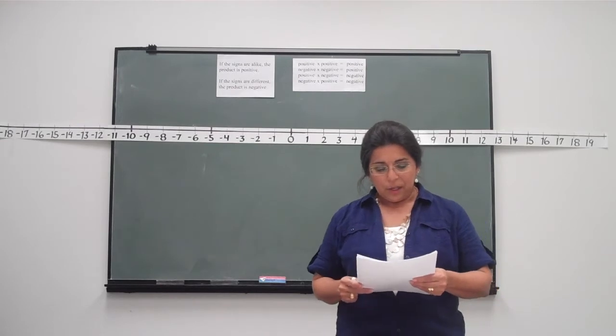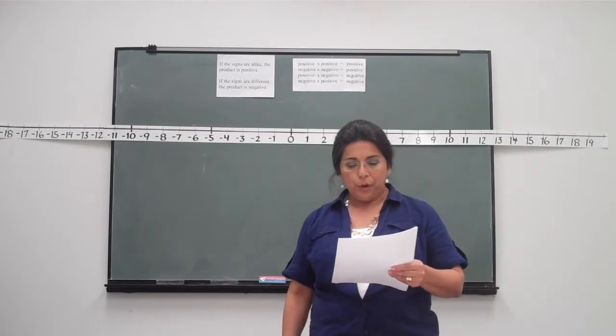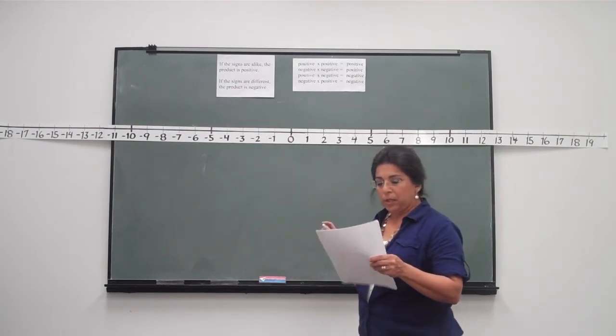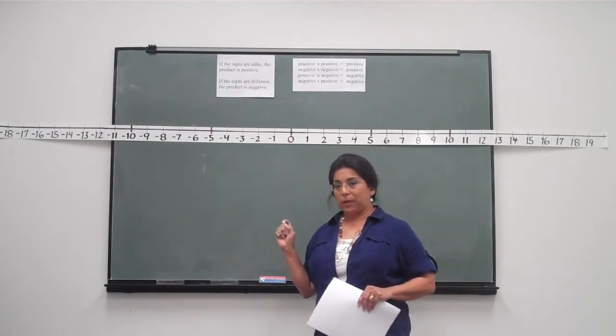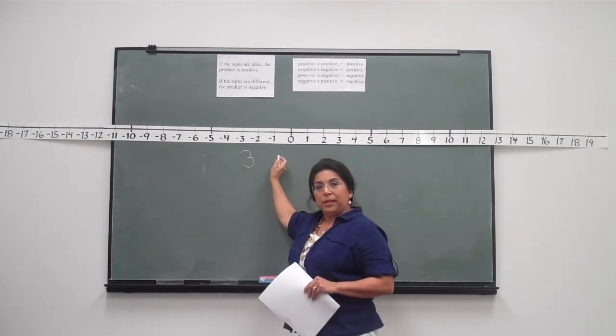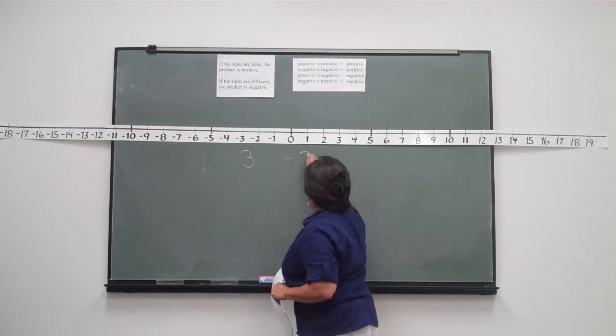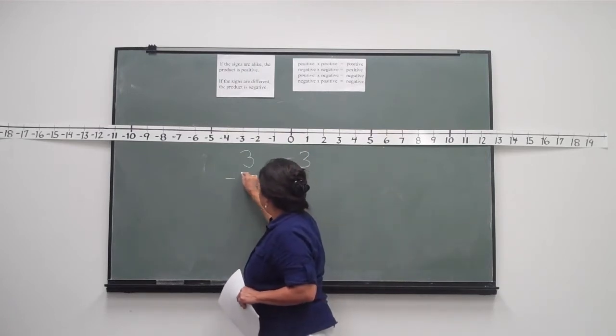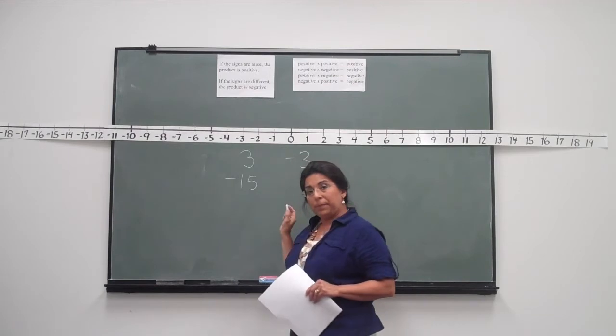Okay, class, I'd like to have a quick review on the opposite of integers. As I write on the board, I want you to please tell me what the opposite is. So if I write a 3, what is the opposite of 3? That is correct, negative 3. So if I write the integer of negative 15, what is the opposite? 15.